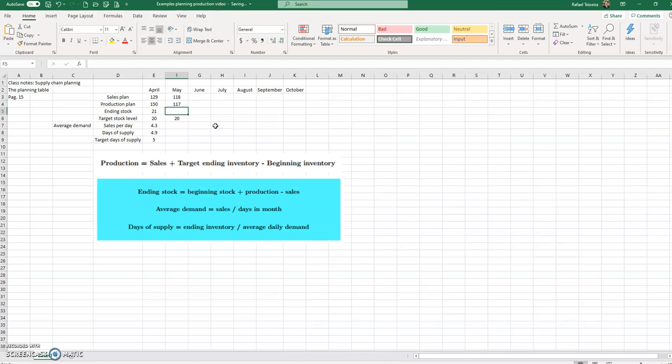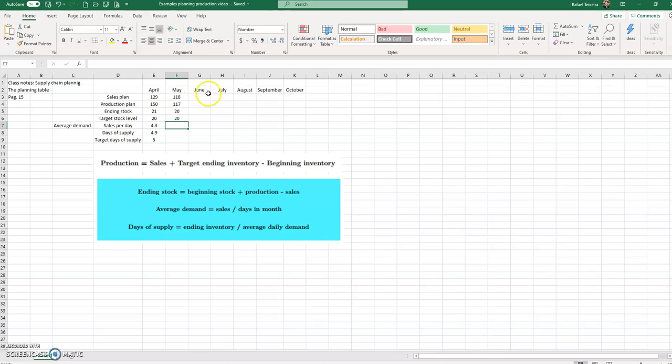How much will my ending stock be? My ending stock is equal to my beginning stock. My beginning stock is the ending stock of April, plus my production minus my sales. So this is my ending stock, which is the same as the target stock we are targeting.